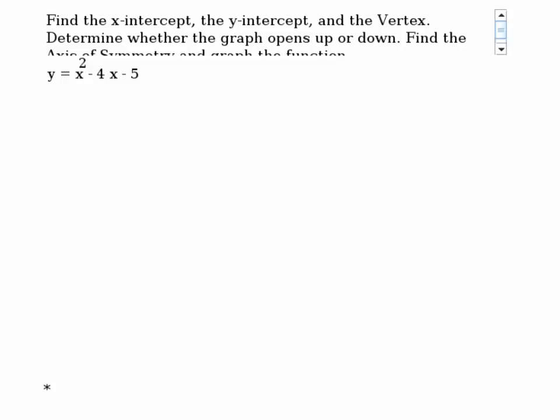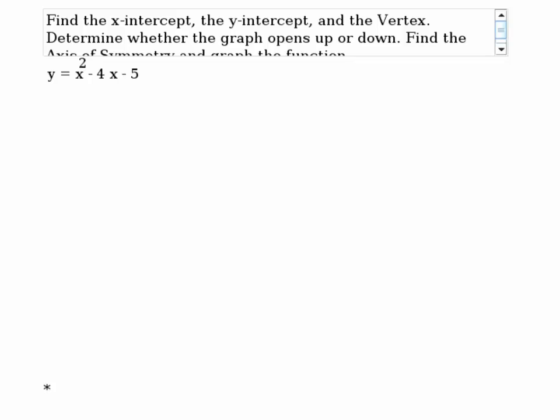Find the x-intercept, the y-intercept, the vertex, and we want to find whether this graph opens upward or downward, and find the axis or line of symmetry. What's the shape of this graph? Parabola. So, anybody remember the formula for the position of the vertex?